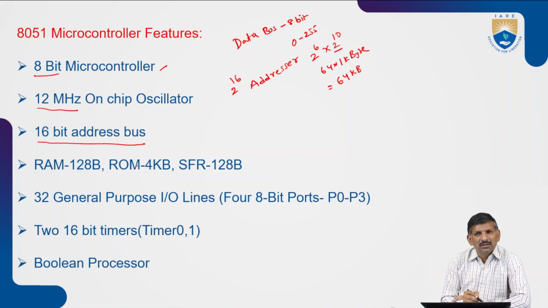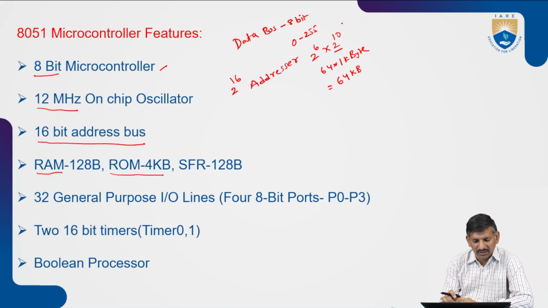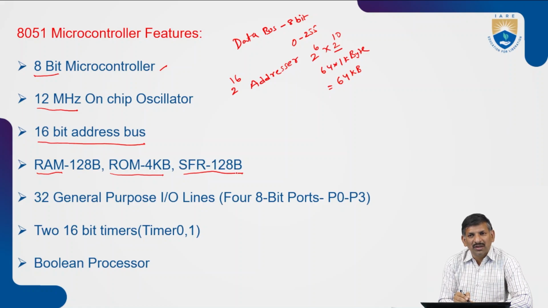Next, it contains RAM, the primary memory, within the chip. That capacity is 128 bytes, and the capacity of the ROM is 4 kilobytes. Next, it contains 128 bytes of special function registers. A 4 kilobyte memory space is assigned for secondary memory, a 128 bytes memory space is assigned for primary memory, that is RAM, random access memory, and a 128 bytes memory space is assigned for the special function registers. All these are within the chip.